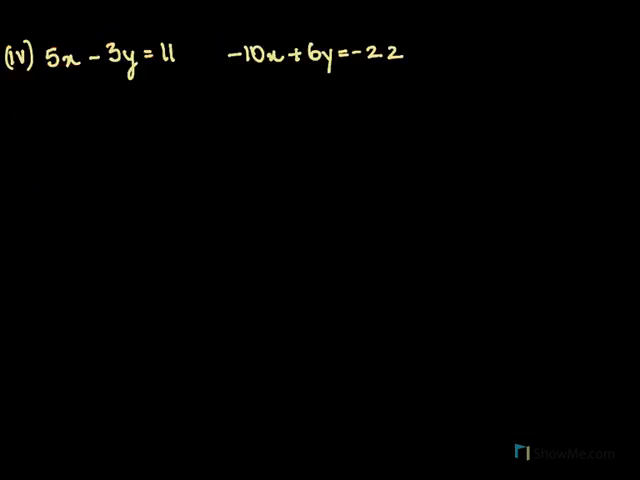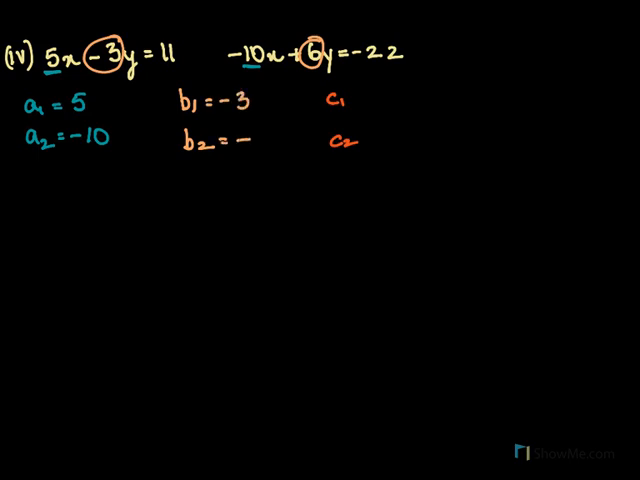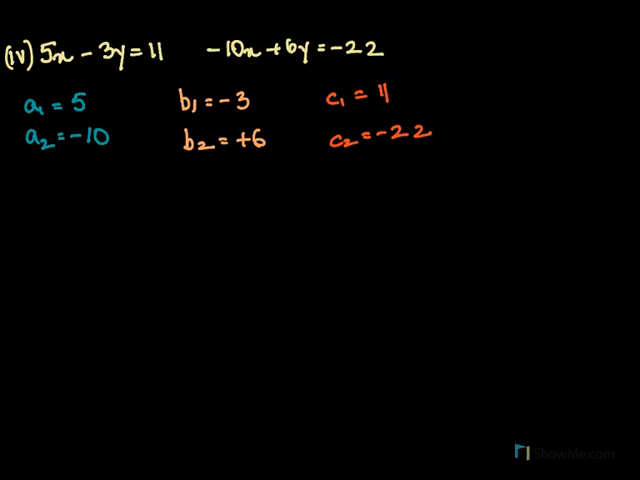Now for the next set of equations, again like usual, we have to note what our A1, A2 are. Then we need to know B1, B2. And last we need to know C1, C2. So this is our A1 and this is our A2. So A1 is 5, A2 is minus 10. B1 and B2 are the coefficients of the y, so plus 6, and C1, C2 are the constants, so that is 11 and minus 22.